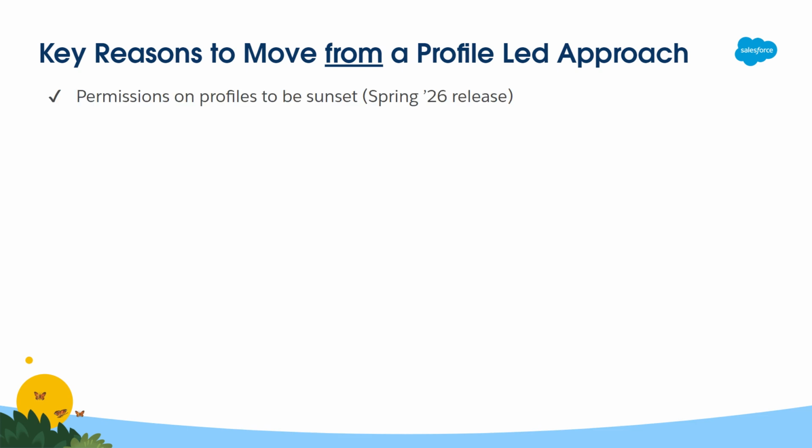So number one is quite a compelling reason in that Salesforce have announced that permissions on profiles will be sunset for the Spring 26 release. So though that is in the future, that still means we need to start planning, and we've been forewarned, so we can start to do that.